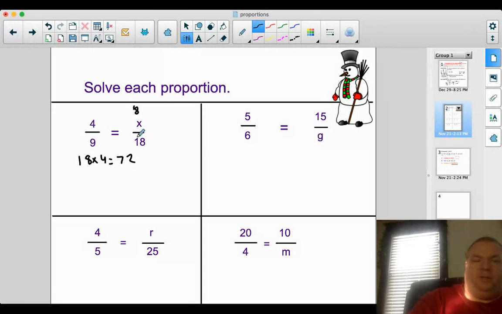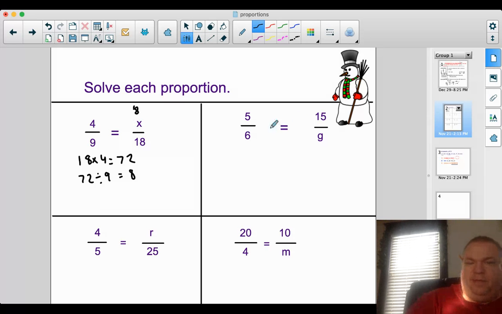Okay, so these multiply to 72, which means these would also have to multiply to 72. So 9 times something is going to give me 72. To find out what that something is, I'm just going to divide by 9. 72 divided by 9 equals 8, which we saw that it was going to be. So we multiply the two numbers that are across from each other and then divide by the one that's across from the number we're trying to find.